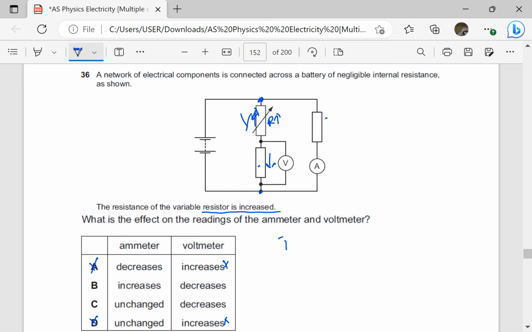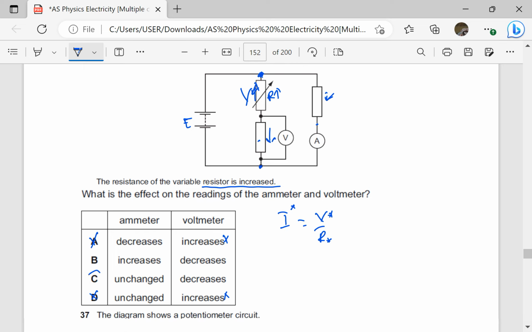And from current equals V over R, the fixed resistor is not changing and the PD across it is not changing. It means the current will not change. So the current here is not changing because the PD across the fixed resistor is still the same as the EMF E. The PD across these two points is the PD across the fixed resistor, which is the same as the EMF E. So it means the current through the ammeter will not change. So the answer is going to be C.